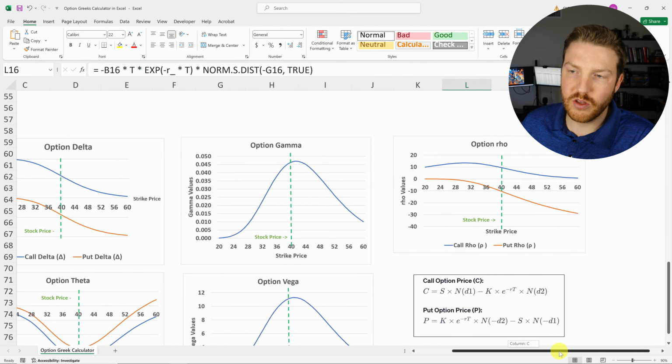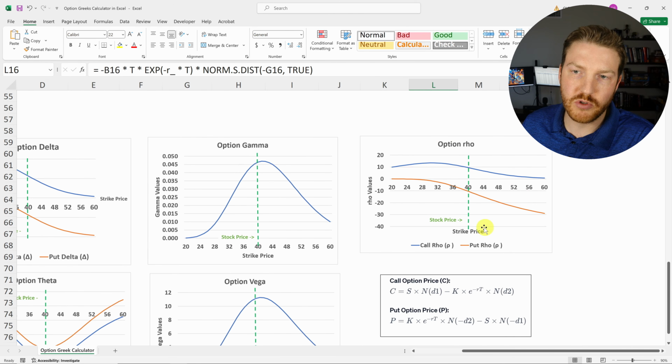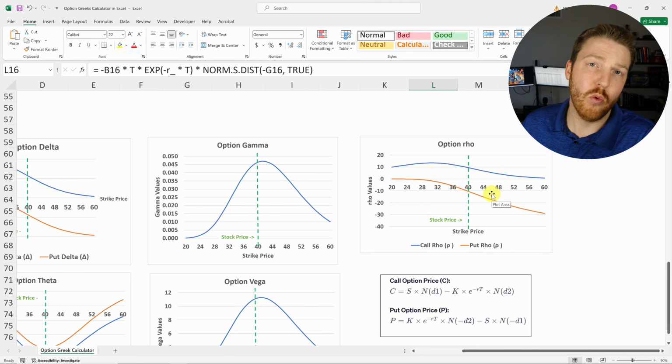So here's the first thing we're going to notice in our option Rho graph: for the blue line, the calls, you can see the Rho value of 0 is right here. So the Rho values are on the y-axis, and the x-axis is the strike prices. The first thing you'll notice is that the call option Rhos are generally positive, and the put option Rhos are generally negative. Now, why would that be?